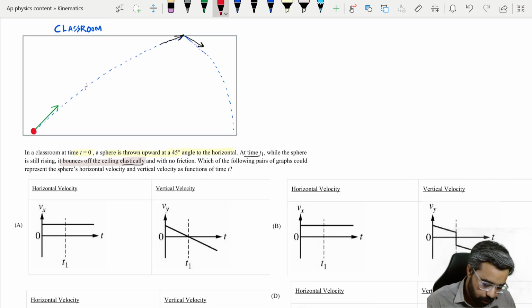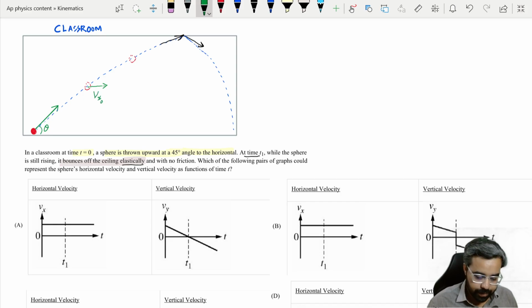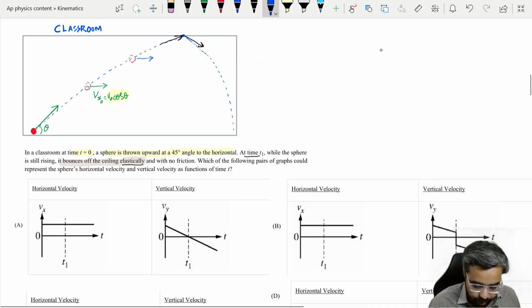Now if we see the ball's position at different instants of time, the ball's horizontal velocity will not change. If this angle is theta, that's 45, this horizontal velocity will stay the same, that is v0 cos theta. Remember that it will not change till this time. What will happen after the collision? Because it collided elastically, even after the collision the velocity along the x-axis is still the same. Why is it the same? Because the angle is not changed.